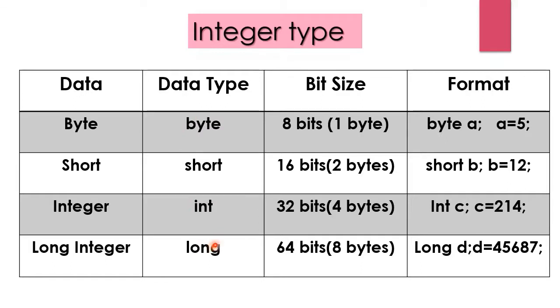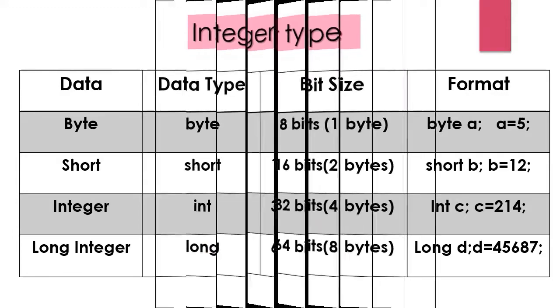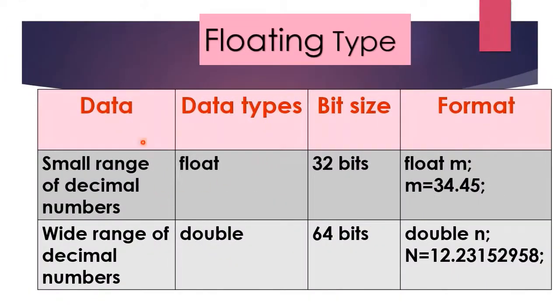Let us see the next one. The next one is floating type. Under the floating type we have two data types, float and double. Float occupies 4 bytes of memory and double occupies 8 bytes of memory.